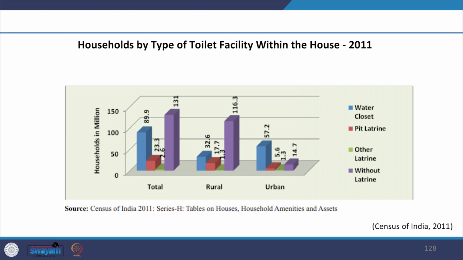Likewise, we see the number of households according to the type of toilet facility which they have. Nearly 14.7% are without latrine facility in the urban area, and the green shows other latrine facilities, nearly 1.3, and 5.6 showing the pit latrine, and only 57.2 shown in blue color has water closet.